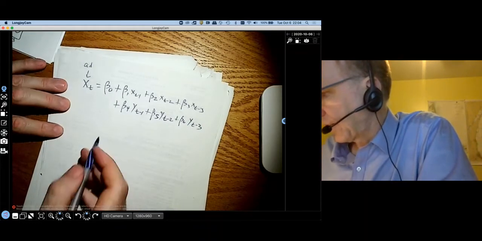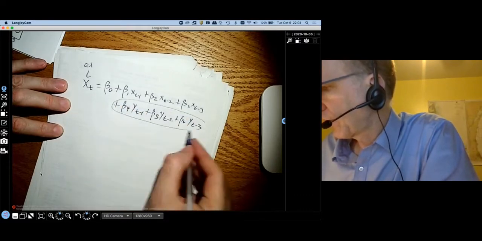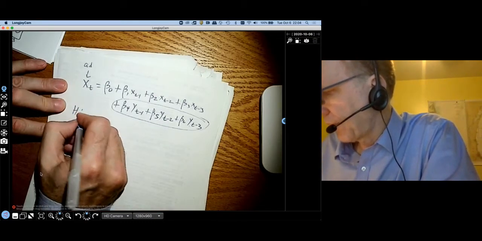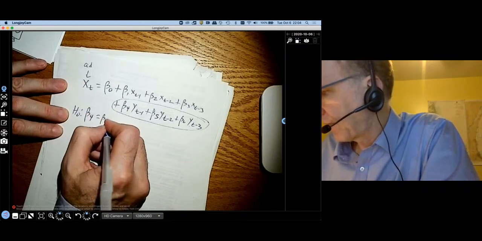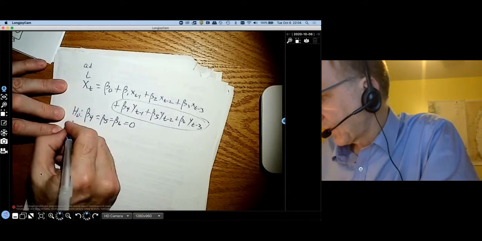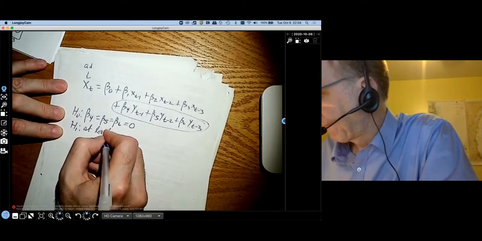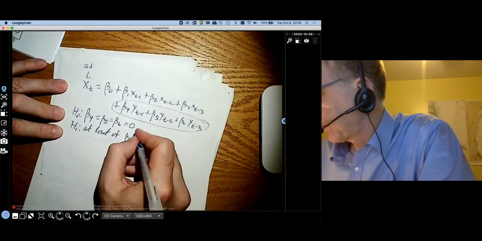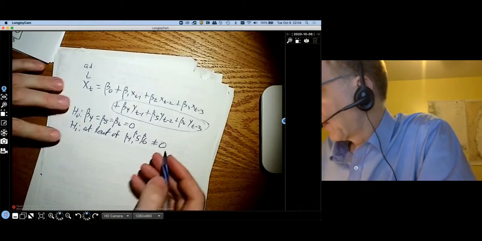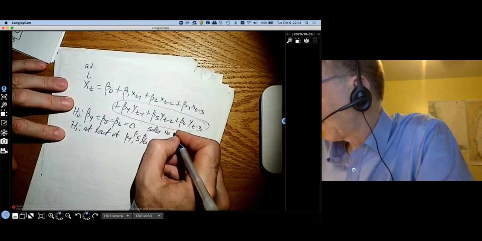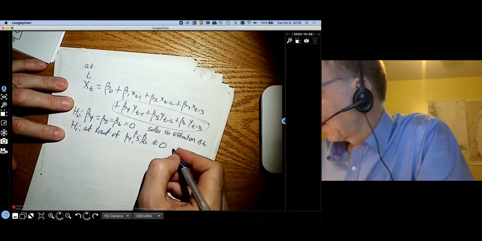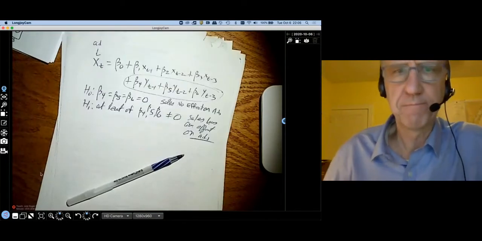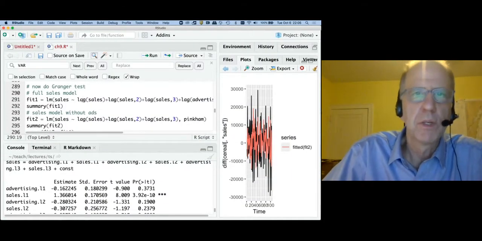So what I'd like to understand is whether I need these three coefficients. So does sales in any way affect my advertising? So I'd like to test the null hypothesis that beta 4 equals beta 5 equals beta 6 equals 0 against the alternative that at least one of beta 4, 5, 6 is non-zero. So maybe I should put betas there. One of those betas is not equal to 0. So in English, this means sales has no effect on ads. Here, sales has an effect on ads. Well, how do I do this test? I'm going to do it using the general linear hypothesis test.